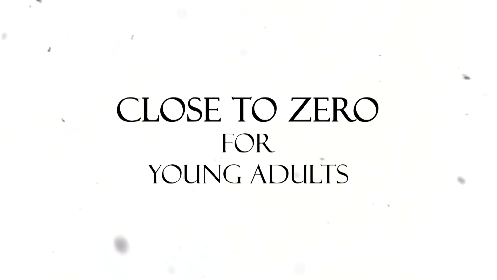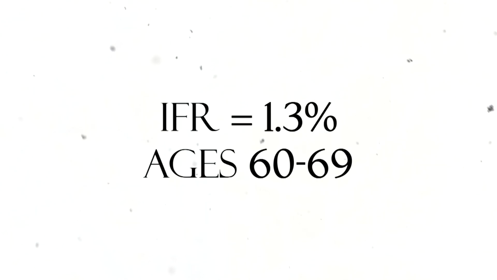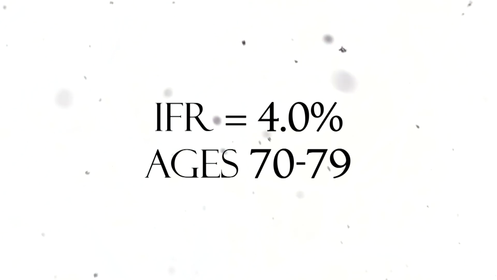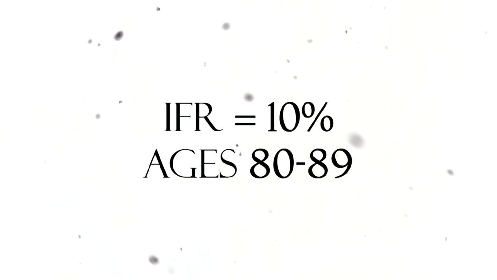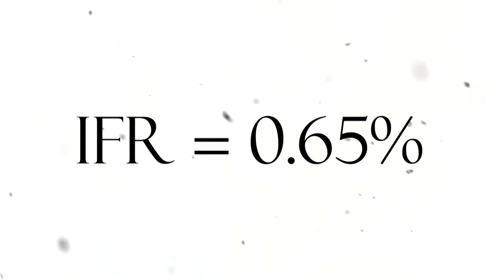In a more recent study from July 23rd, it estimates that the IFR is close to zero for young adults, but rises exponentially with age, reaching about 0.3% for those aged 50 to 59, 1.3% for those ages 60 to 69, 4% for ages 70 to 79, and 10% for ages 80 to 89. However, both of these studies have yet to be peer-reviewed. Also of note, according to the CDC, it is estimated that the overall infection fatality rate is 0.65%.